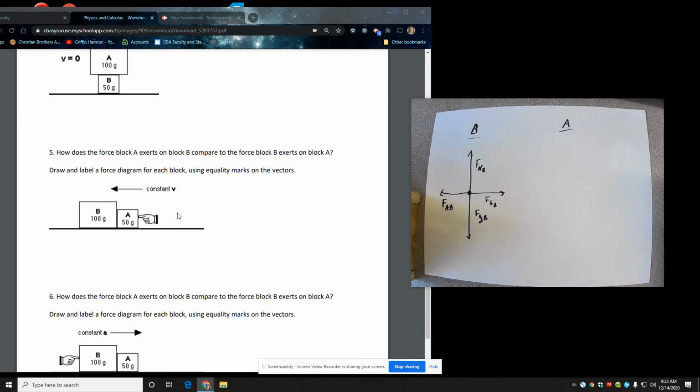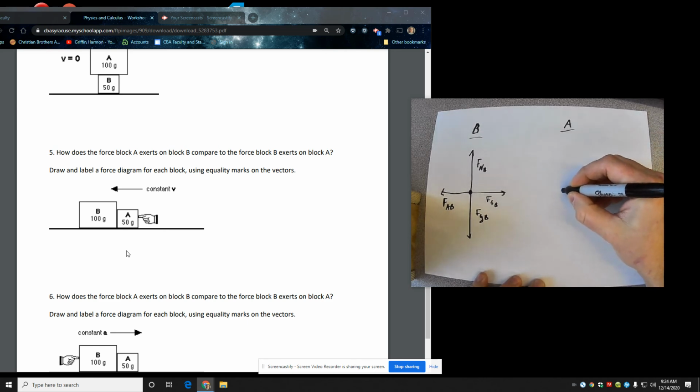Since it's a constant velocity in this diagram, then it must be a force of friction acting on B right here, right on this bottom surface. As you push, friction is also a responsive force. It responds against whatever force is being applied, essentially. Responds against the direction of motion. All right, so block A.